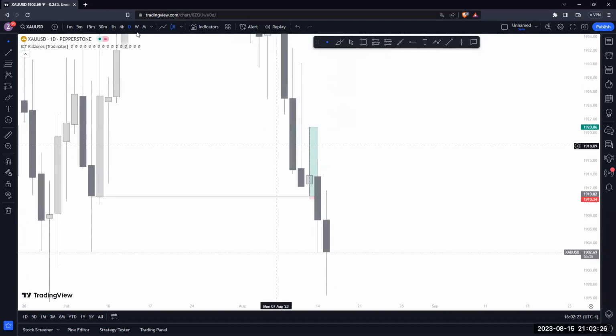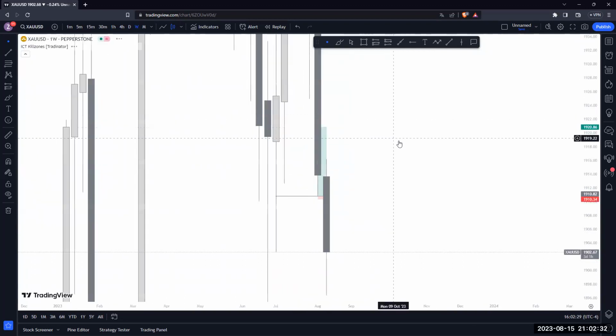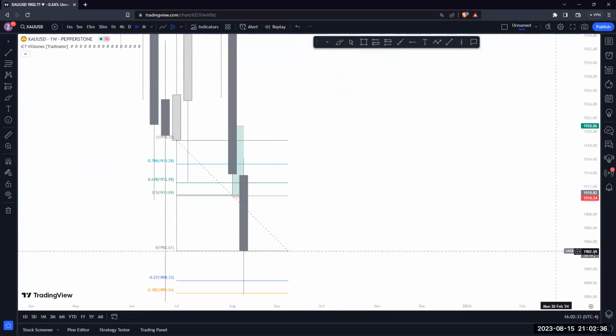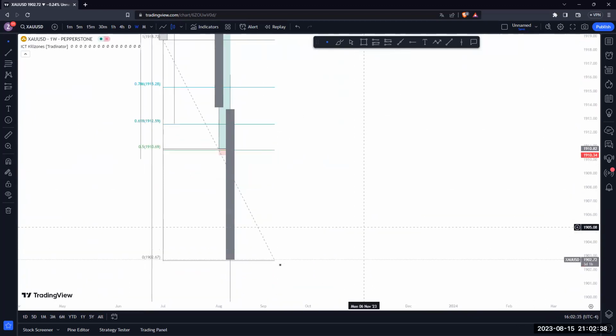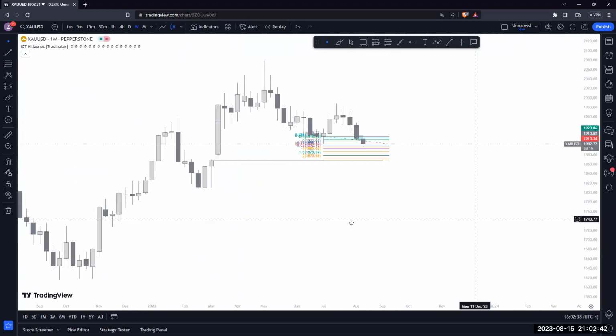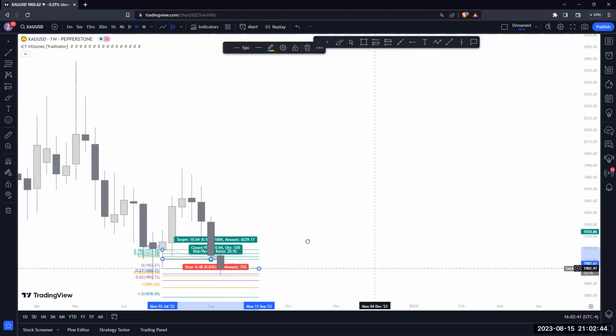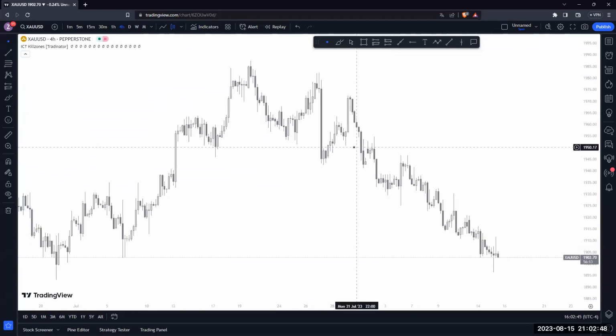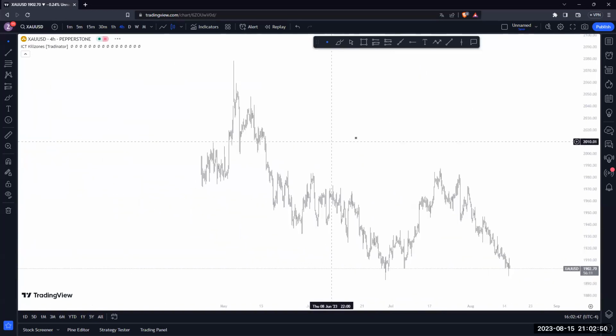Now look at this. You see this daily? What is it aligning with on the weekly? That's just one hint of how to use it. One shot, get funded.